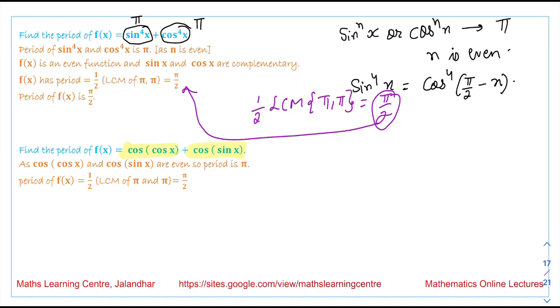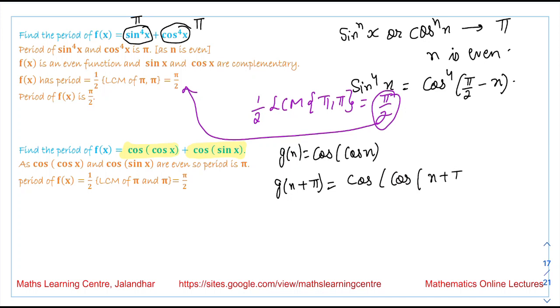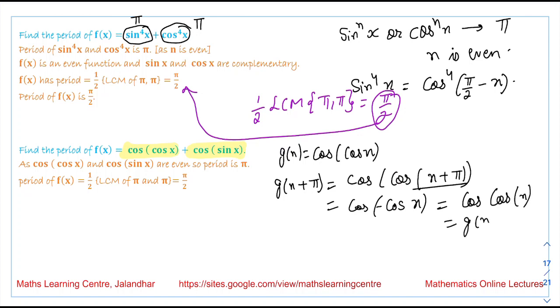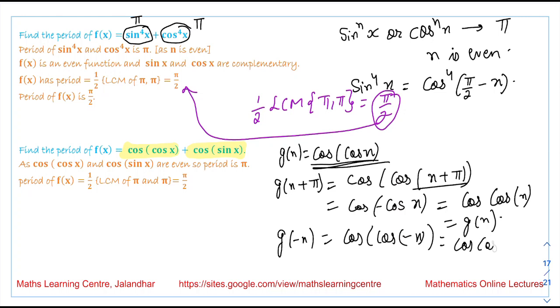Now if you look at this function cos of cos x, suppose we are saying this is the function g(x). Then g of x plus pi will be equal to cos of (cos x plus pi), which is cos of minus cos x, and this is equal to cos of x, that is equal to g of x. Now g of minus x, if we calculate, is cos of cos of minus x, and that will be equal to cos of x, that is equal to g(x). So this g(x) is even.